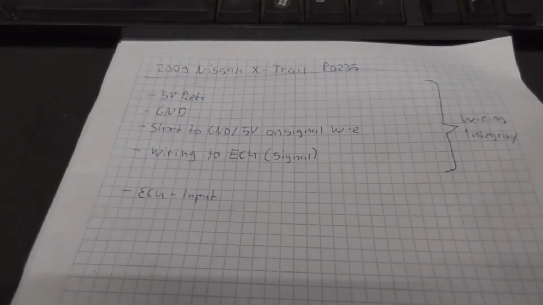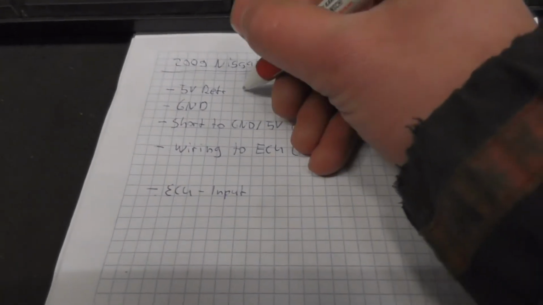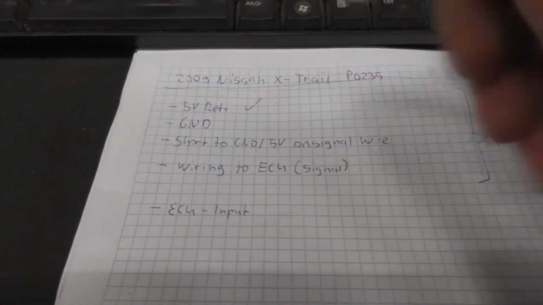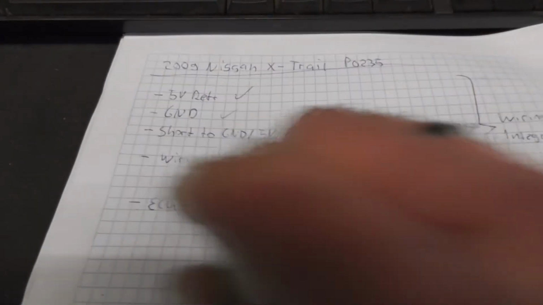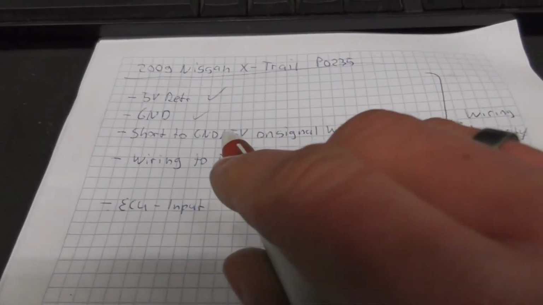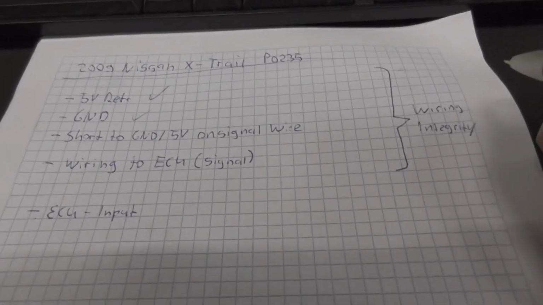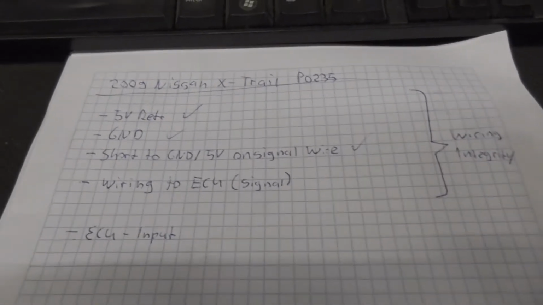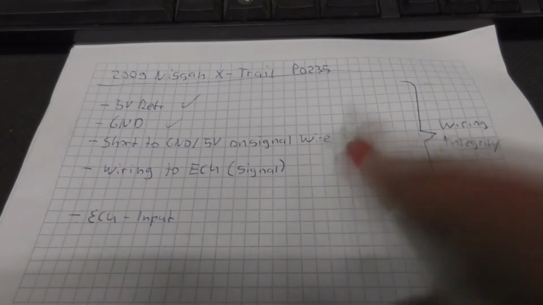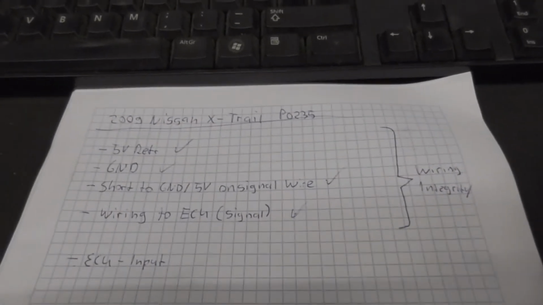Okay, short summary so far. I have checked the wiring integrity. 5 volt reference at the sensor is good. That means the connection to the ECU is also good. Ground is good. I have no short to ground on the signal wire or short to 5 volt on the signal wire, because I have 1.1 volt at the output, which is a normal value from this sensor. Then wiring to the ECU, the signal wire, is also okay. Now wiring integrity is good at all.